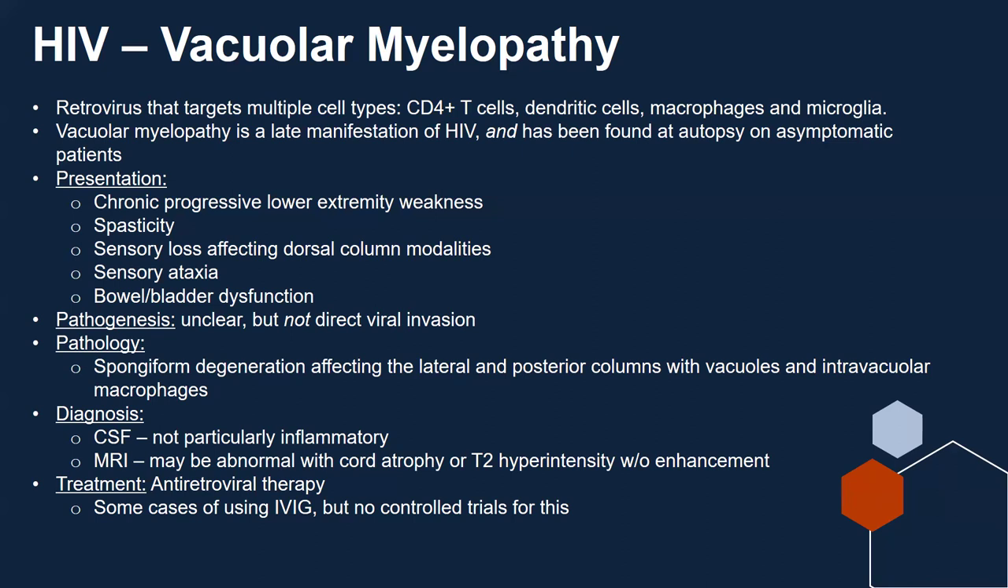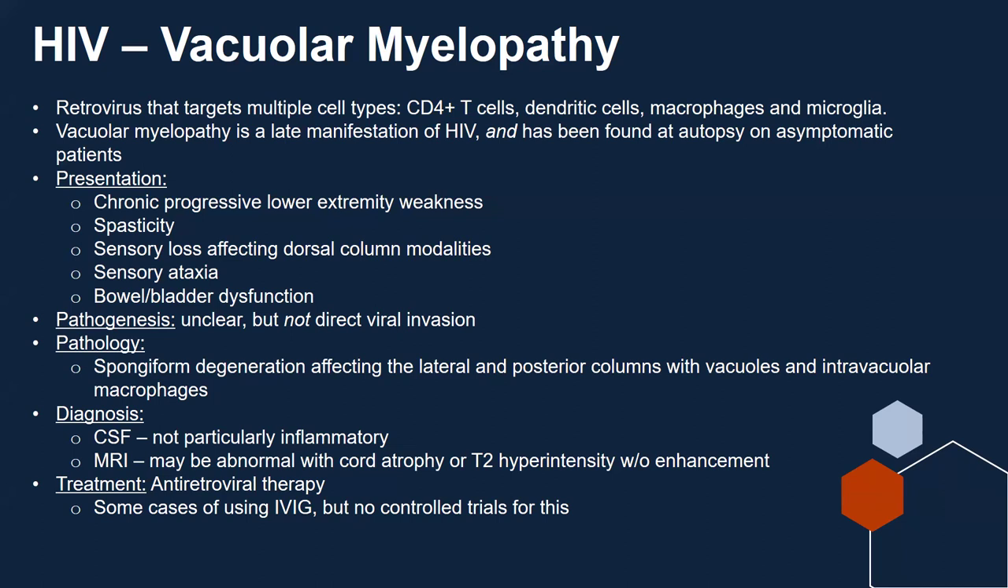In addition, they may have a sensory ataxia and bowel or bladder dysfunction. Overall, the presentation is similar to HTLV-1, B12 deficiency, and copper deficiency. The pathogenesis is not very well understood, but we do know that it's not a direct viral invasion of the spinal cord. On pathology, there is spongiform degeneration that affects the lateral and posterior columns with vacuoles and intravacuolar macrophages.